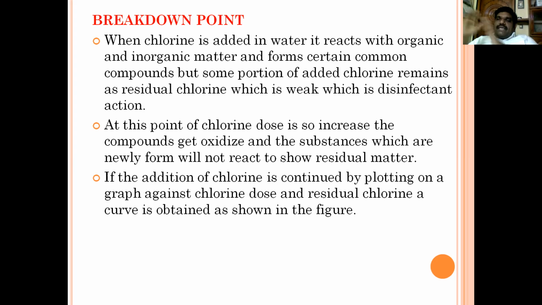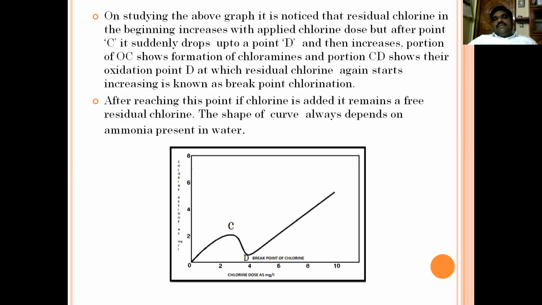Why are we adding chlorine? To kill the bacteria. As we are adding chlorine, after a period of time, some amount of chlorine will be stored as a residual chlorine, which is a weak disinfectant. At this point, we are still adding chlorine, so the deposition of residual chlorine is increasing. See here. Initially, we are adding chlorine to kill the bacteria. After a period of time, the storage of residual chlorine at the bottom is increasing.